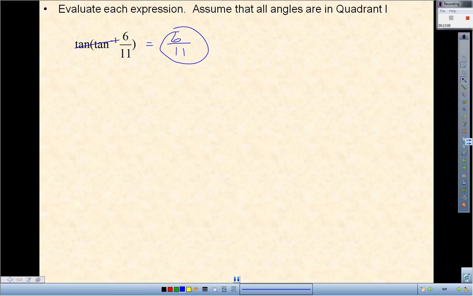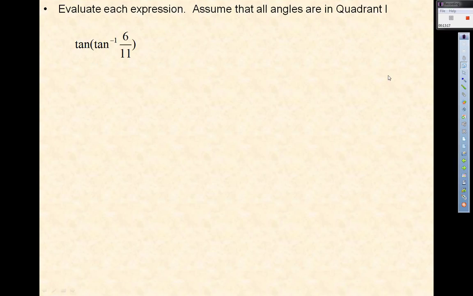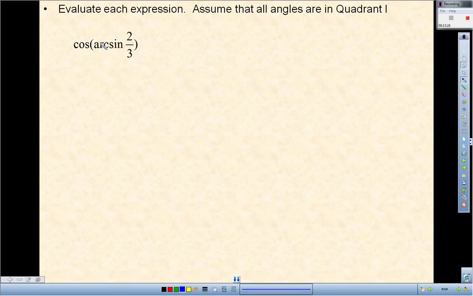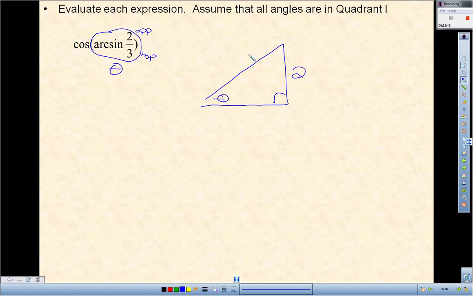One that might be a little bit more problematic would be this example, cosine of arc sine of 2 over 3. Because if you notice, cosine and arc sine don't cancel each other out. They're not inverses of each other. But just imagine that this arc sine is an angle, because it's cosine of this angle. So here's my situation. Can I draw a triangle where my angle has sine 2 over 3? Remember, sine is opposite over hypotenuse. So if I label this with my triangle in quadrant 1, this will be 2, this will be 3.